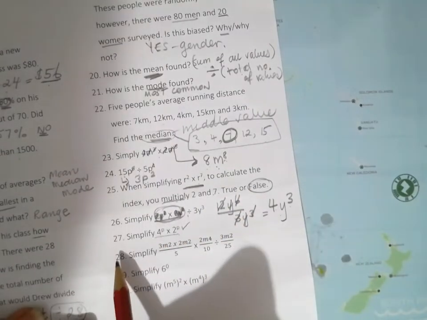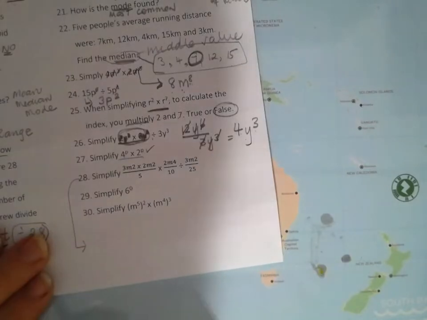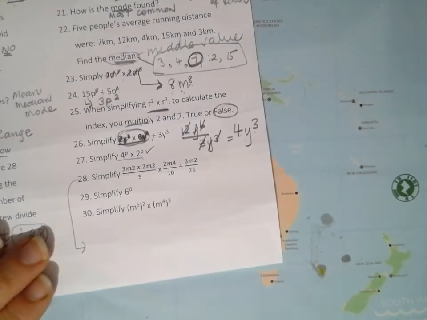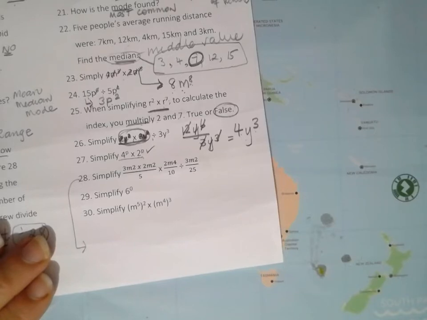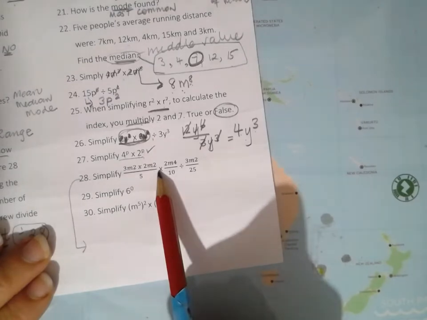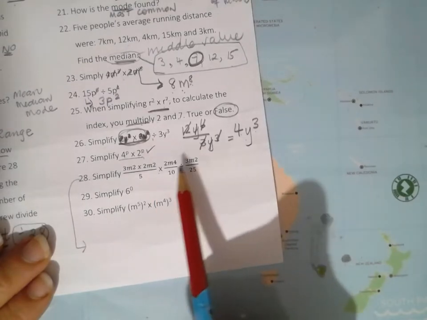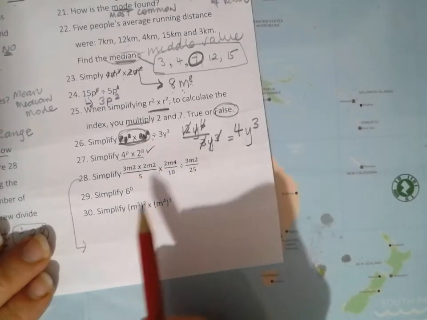Question 28. This is a bit of a complicated question. We may not have actually worked through these types of questions with our unit, but we can apply the knowledge that we did learn in our unit to solve it. So we have multiply and divide. So let's just work on multiplying these first.